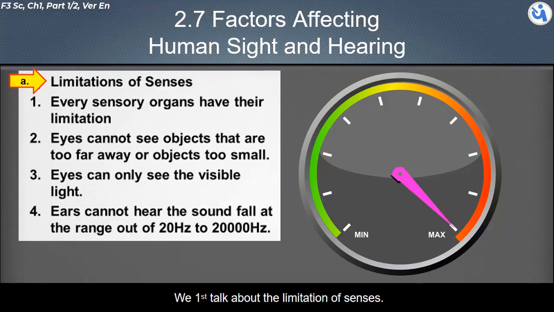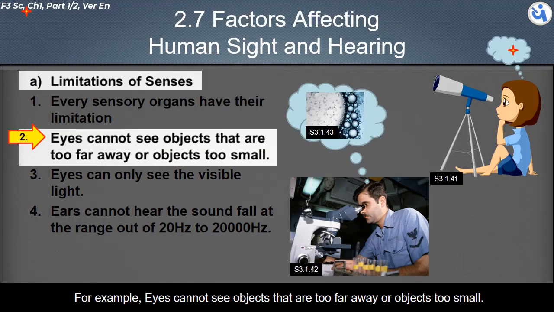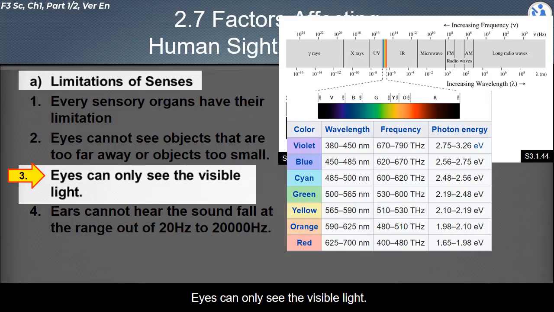We first talk about the limitation of senses. Every sensory organ has its limitation. For example, eyes cannot see objects that are too far away or too small. Eyes can only see visible light. Visible light is one of the electromagnetic waves. The visible wavelength is from 380 nanometers to 700 nanometers.